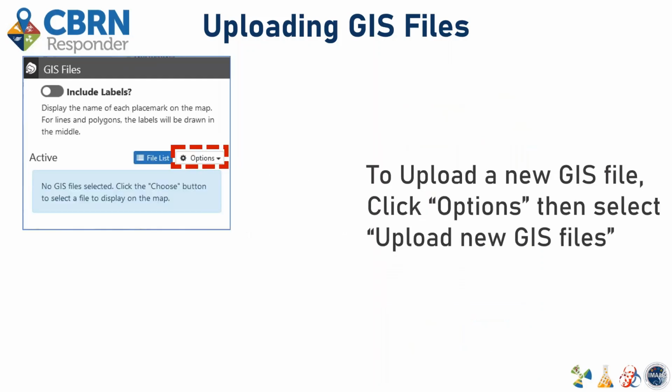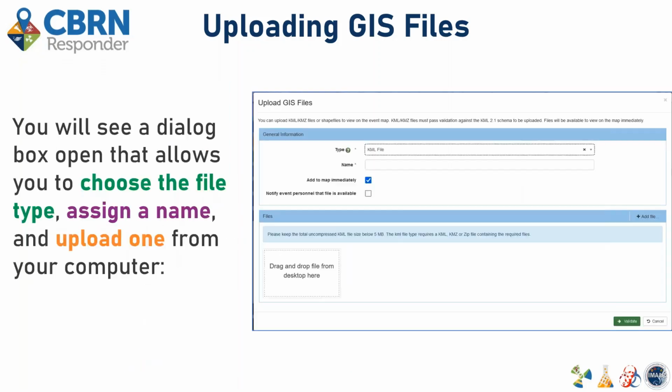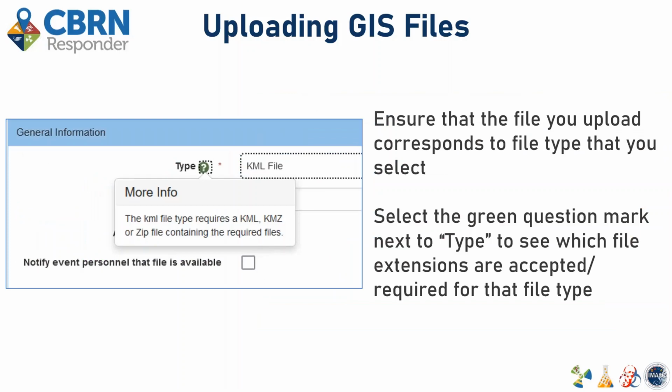Once you have that GIS file menu open, you are now ready to upload a new GIS file. To do so, click Options, then select Upload New GIS File. You will see a dialog box open that allows you to choose the file type, assign a name, and upload one of your GIS files from your computer. Ensure that the file you upload corresponds to the file type that you have selected.